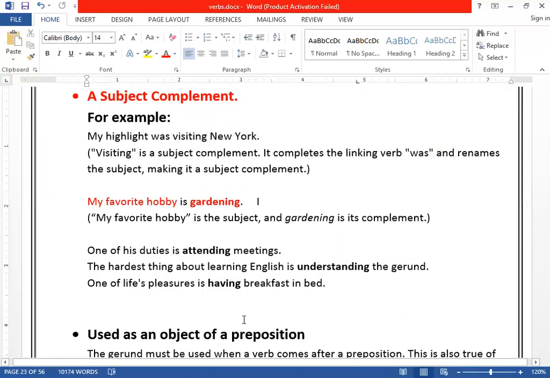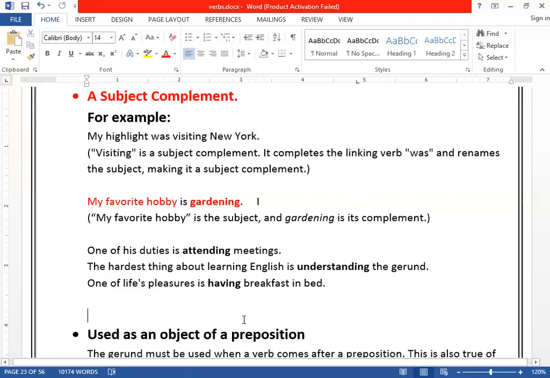One of life's pleasures is what? One of life's pleasures is meeting my friends. For example, one of life's pleasures is meeting an old friend.